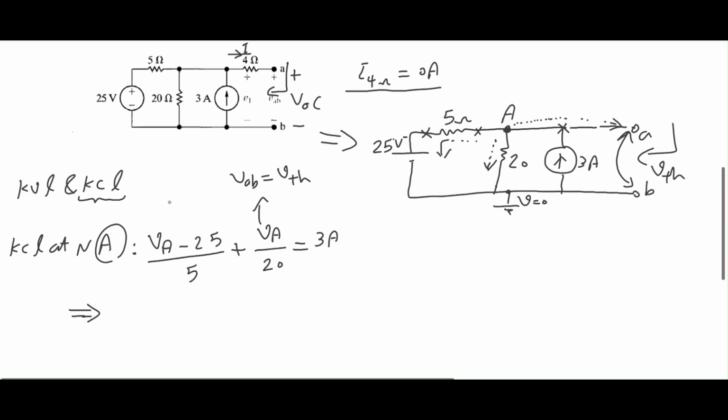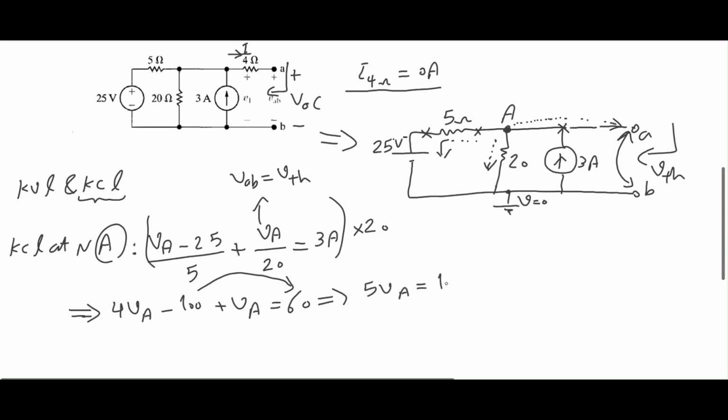I'm gonna just multiply both sides of my equation by 20. Just try to simplify my circuit. 20 over 5 is 4. So 4 times (VA minus 25), that's 4 VA minus 100. The 20 and 20 cross out here, plus VA equals 20 times 3, which is 60. So if I bring 100 to the right side of the equation, that would be 160, and I have 4 plus 1 is 5 VA equals 160.